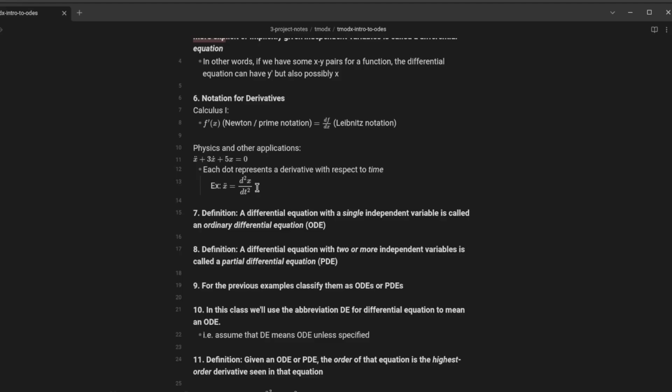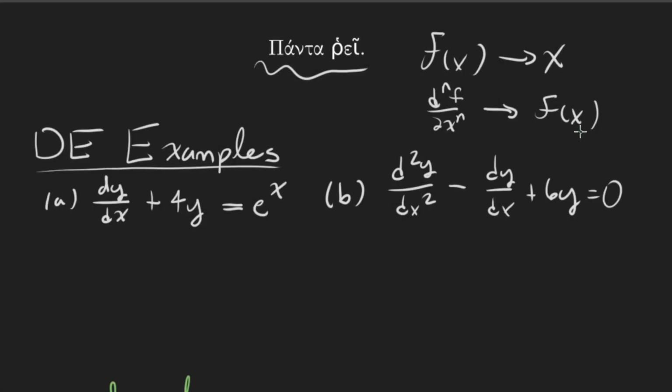Now, when we talk about types of differential equations, usually we're going to be dealing with ODEs. Sometimes people just call this class ODEs. An ODE is an ordinary differential equation, and that means it's a differential equation with a single independent variable. The independent variable is what this is a function of. So if I have f of x, x is the input, that's the independent variable because f depends on x, but x does not depend on f.